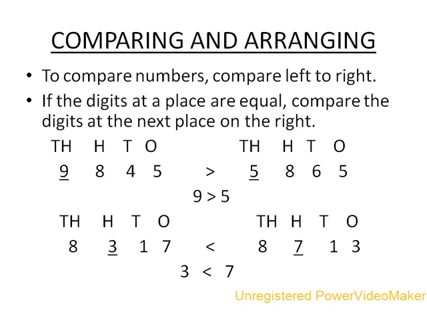Now we will do comparison and arranging of 4-digit numbers. To compare numbers, we will always compare from left to right. If the digits at a place are equal, then compare the digits at the next place on the right. Now let us see an example. 9845. I am comparing it with 5865. First you will compare the numbers at the thousands place. Here there is a difference. 9 is greater than 5. So we can easily say that 9845 is greater than 5865.